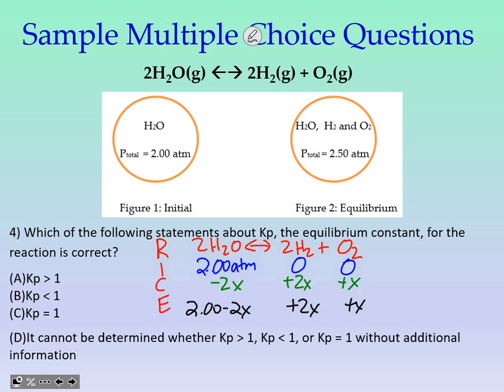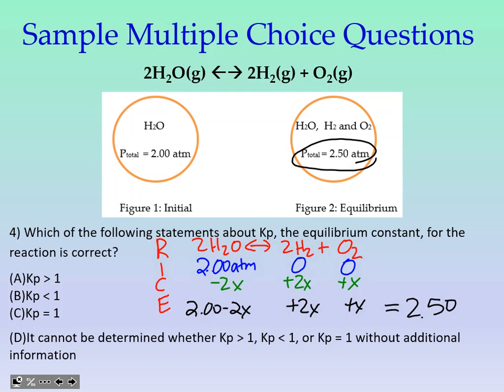What is the only other piece of information they're telling us here? P total. The P total at equilibrium. And what do you know about partial pressures of gases in a mixture like that? You can just add them, yeah. Because which law can we use here? Dalton's law of partial pressures. So these should all add up to 2 plus x.